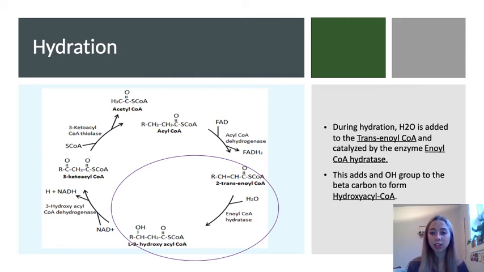During hydration, H2O is added to the trans-enoyl-CoA and catalyzed by the enzyme enoyl-CoA hydratase. When this happens, this adds an OH group to the beta carbon of the trans-enoyl-CoA to form hydroxyacyl-CoA. So now we have hydroxyacyl-CoA with an OH group added on. There is nothing produced from this step.